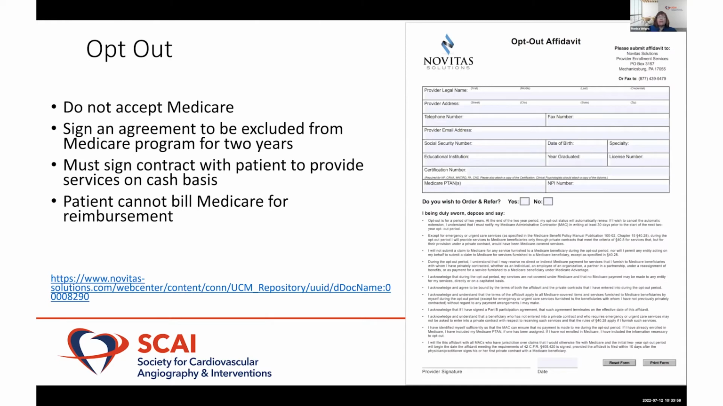Another option is to opt out of Medicare. This is the only option that allows the provider to bill the patient in full for services rendered. The provider must sign an affidavit on the PACOS website and sign a contract with the patient to provide services on a cash basis. The patient and the provider cannot seek reimbursement from Medicare. Opt-out lasts for 2 years.